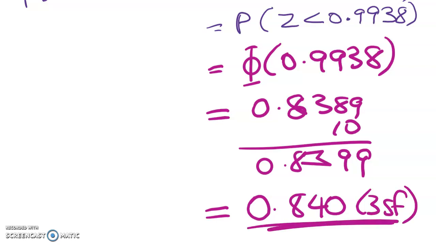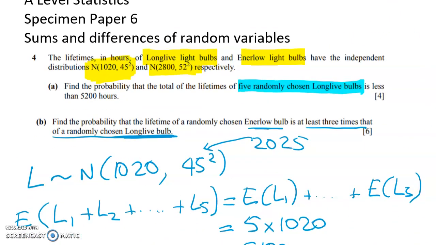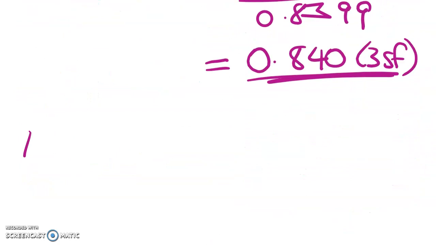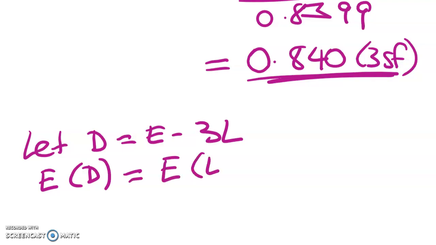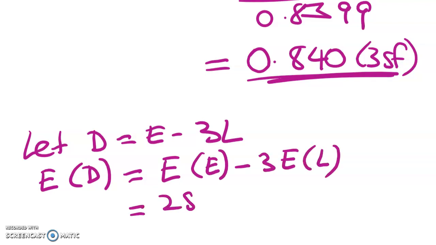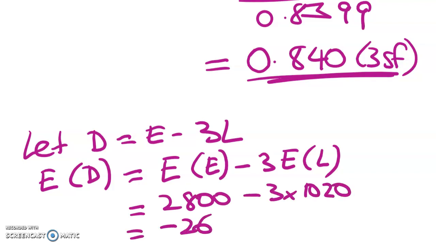So that's the first bit done. Let's go up and have a look at the second part of the question. Find the probability that the life of a randomly chosen inner low bulb is at least 3 times that of a long live bulb. So I'm going to start by setting up some kind of new random variable. In the school exam, you didn't do the set up step very well, but I think it makes it easier to structure your answer and show your working. The expected value of this is 2800 minus 3 times 1020, which is negative 260.